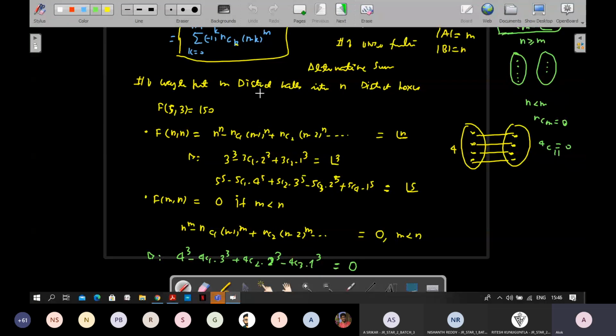Ways to put m distinct balls into n distinct boxes, and no empty boxes allowed. Onto functions, we know, is a very, very important formula.